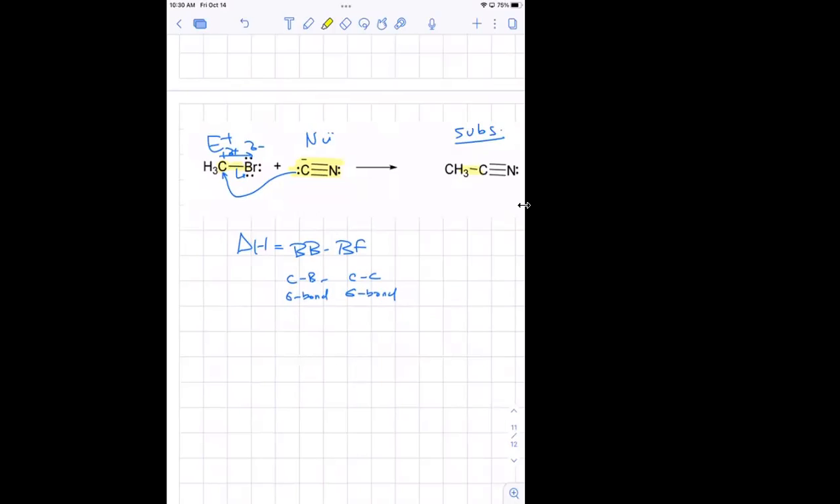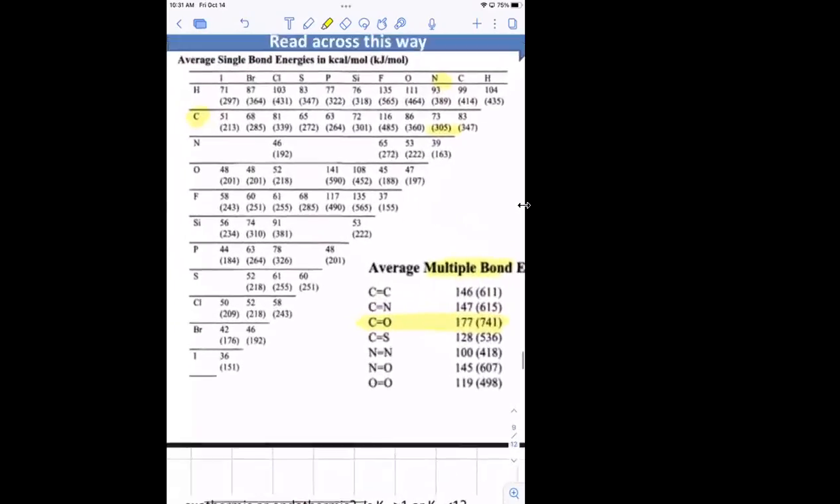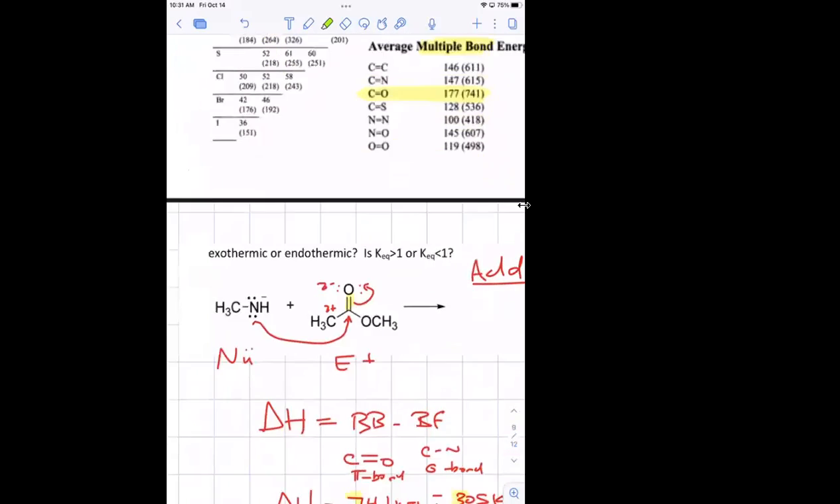All right, let's go back to the chart. So for a carbon-carbon bond, it's 347 kilojoules per mole. The carbon-bromine bond is 285. That's how much it costs to break a carbon-bromine bond, or to make it. If you make a carbon-bromine bond, that's how much energy you get. If you break it, that's how much energy it takes. So 347 and 285.